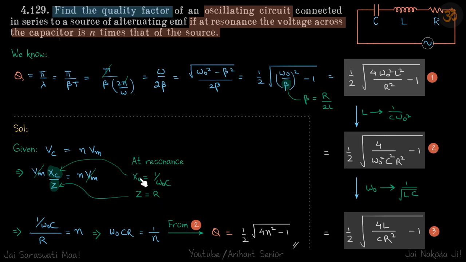So let's get rid of Xc and Z and put the variables which we need somewhere here. So we'll do that and we get 1 by omega naught C by R is equal to N, or omega naught CR is equal to 1 by N. So in these three equations you can see this one has the term of omega naught CR. So we'll put that value here and our answer quality factor will be half of root 4N square minus 1. Alright.